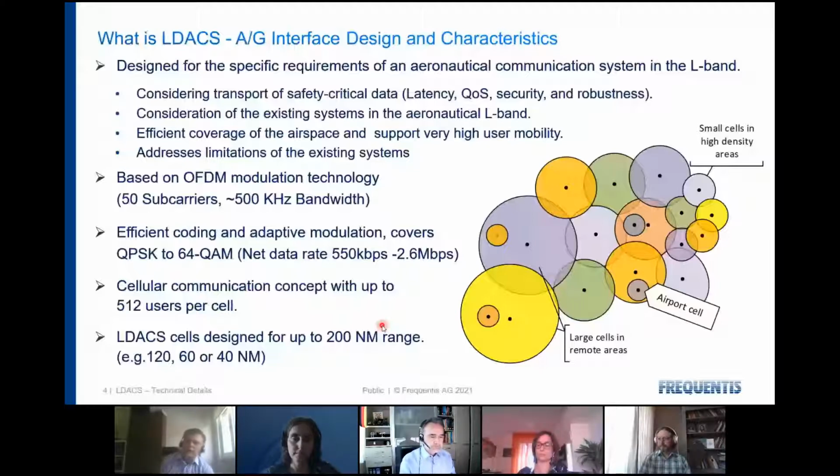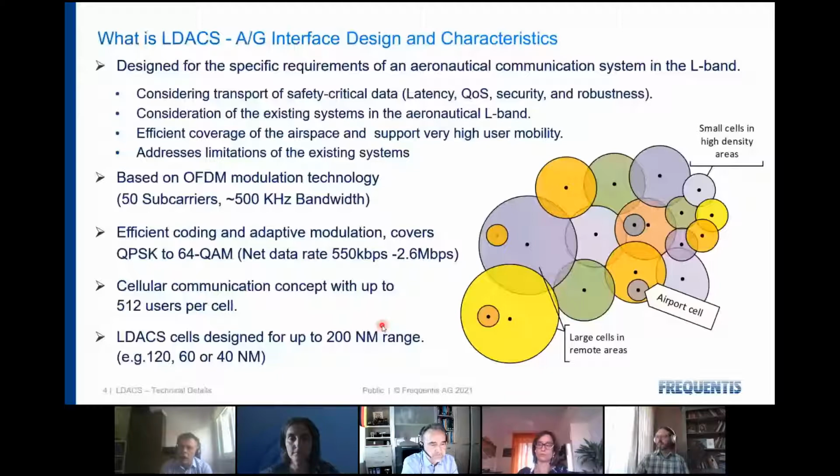For coding, LDACS uses classical concatenation of an outer Reed-Solomon and an inner variable rate convolutional code with interleaving between and after decoders. The main reason for not using newer coding concepts is that the aircraft typically have low data rate applications, and these new concepts are intended for high data rate applications.